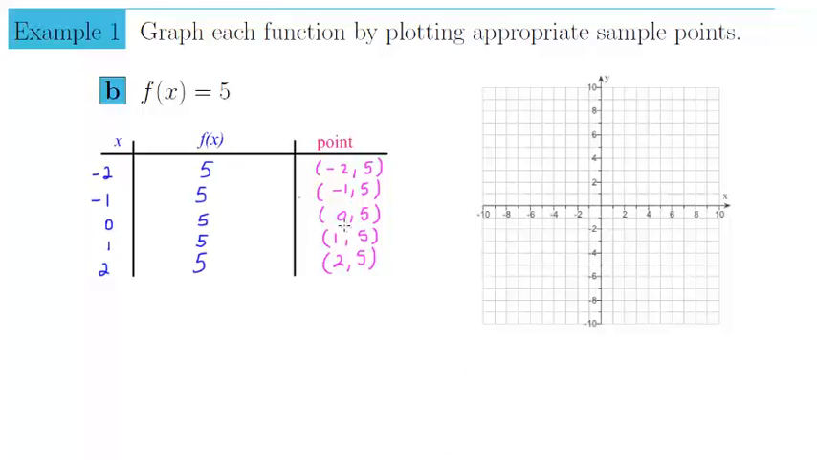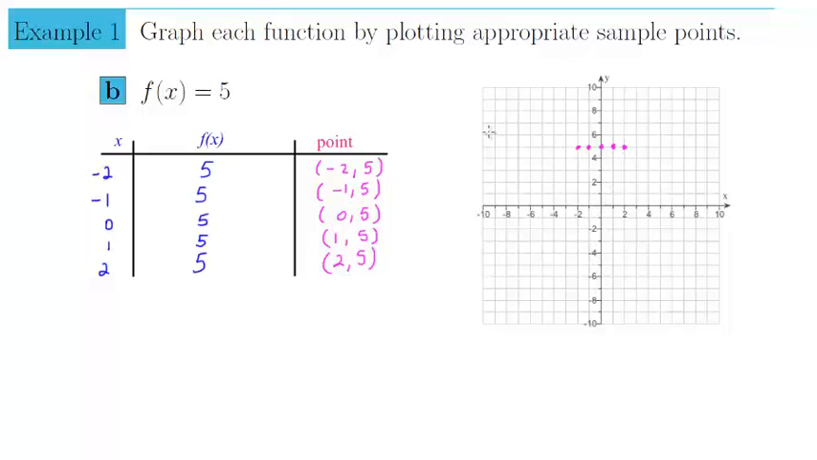So we can go ahead and plot these points to get a good idea of the shape of our function. So -2 on the x-axis, 5 on the y. So here's -2, 5. -1, 5. 0, 5. 1, 5. 2, 5.